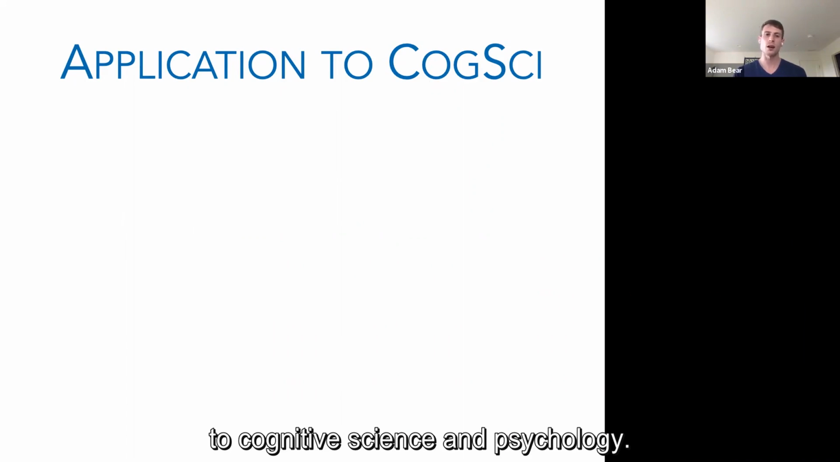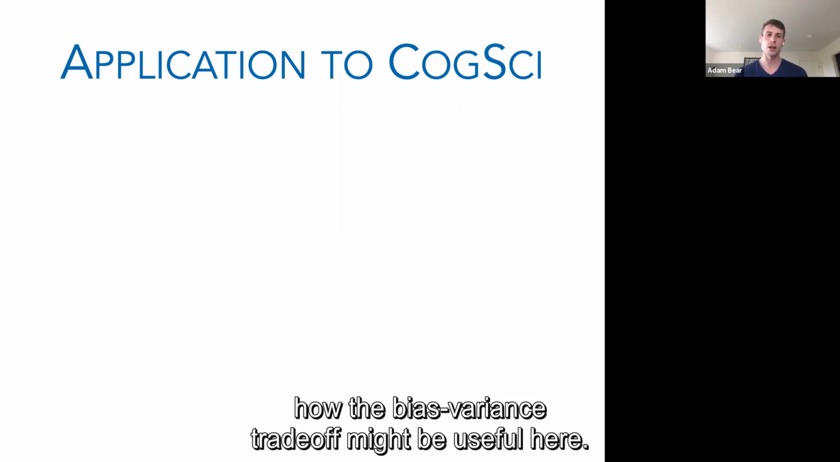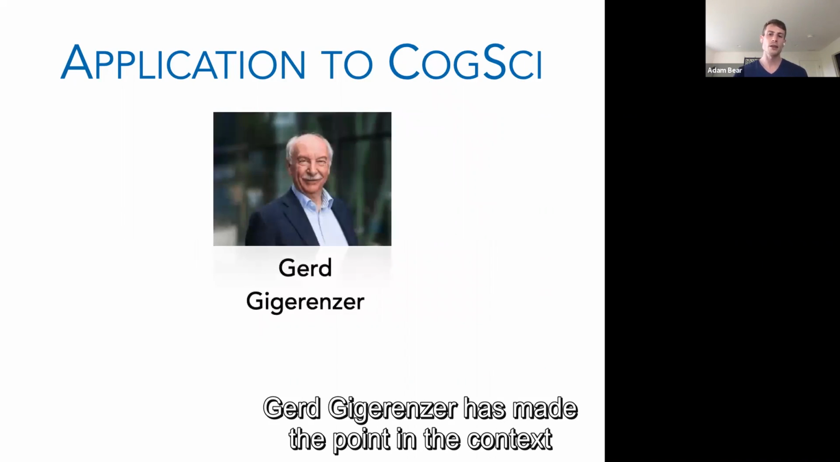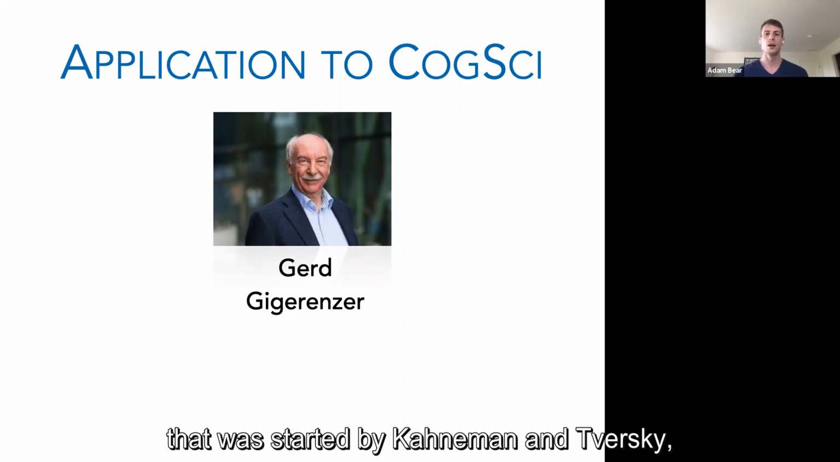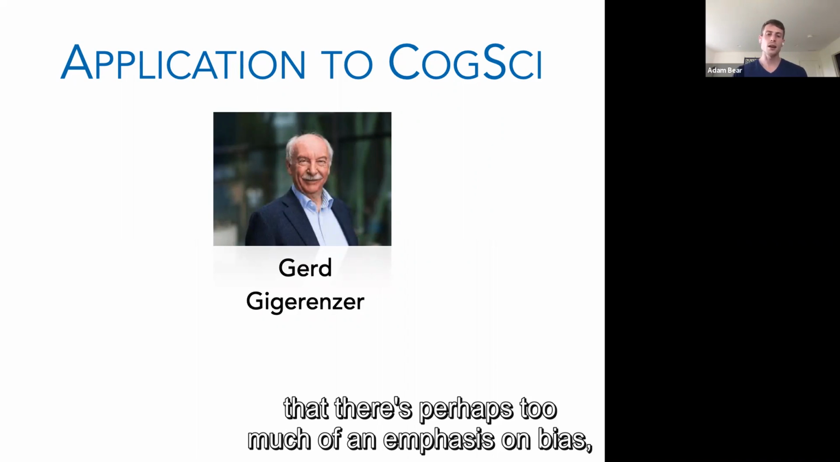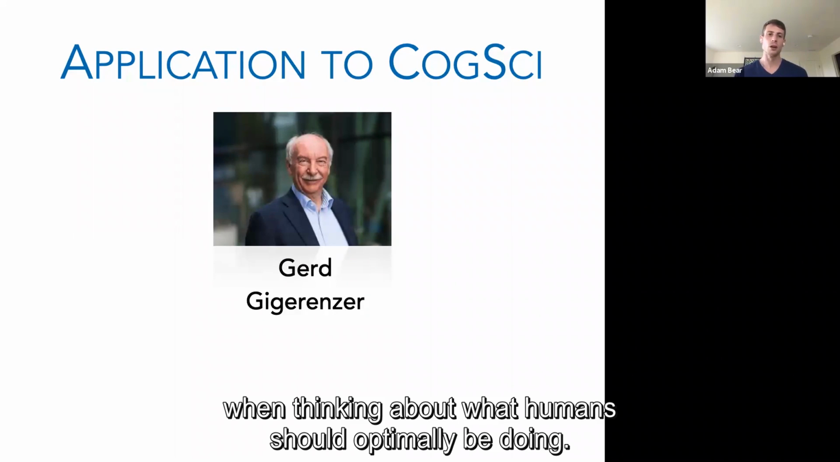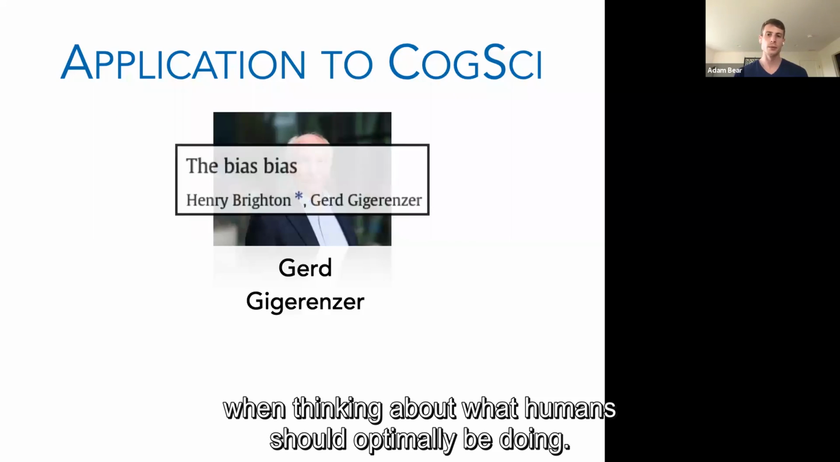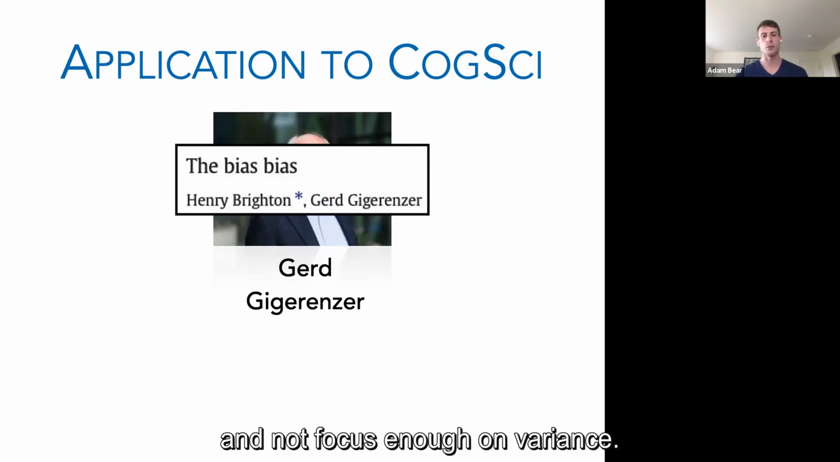There are many more examples that I could go into, but I want to talk today about applications to cognitive science and psychology. And we're not the first to bring up how the bias-variance trade-off might be useful here. Gerd Gigerenzer has made the point in the context of the judgment and heuristics research program that was started by Kahneman and Tversky, that there's perhaps too much of an emphasis on bias and not enough of an emphasis on variance when thinking about what humans should optimally be doing. So he argues there's a bias to focus on bias and not focus enough on variance.